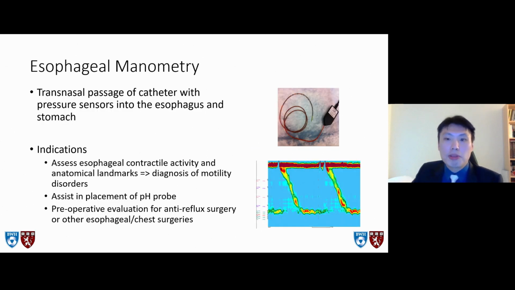Esophageal manometry helps us diagnose any motility disorders. It involves a transnasal passage of a catheter with pressure sensors throughout into the esophagus and stomach. We would do this test when we want to assess any abnormal esophageal contractile activity or to identify any anatomic landmarks. It can help us diagnose any motility disorders and also help us in correctly placing a pH probe. It is used often for preoperative evaluation of anti-reflux surgery and also other chest and esophageal surgeries as well.